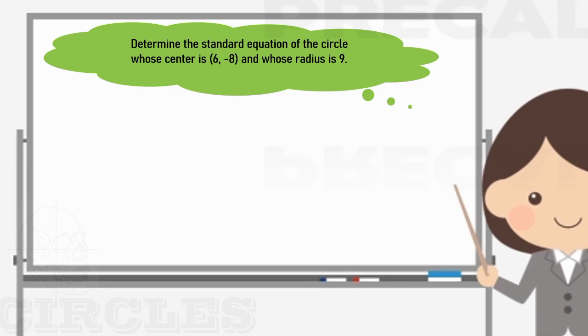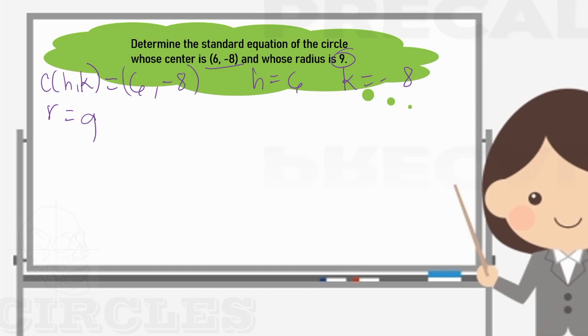So, again, pwede nyo i-pause yung video and then magsagot kayo sa mga papel nyo and then check nyo kung tama, pareho tayo ng answer. So, again, yung given natin, center HK. So, ito yon 6 and negative 8. So, yung h natin is 6, k is equal to negative 8. Then, yung given na radius is equal to 9 daw.